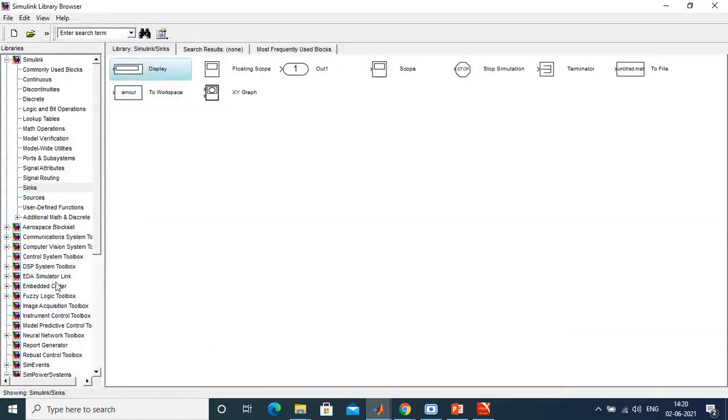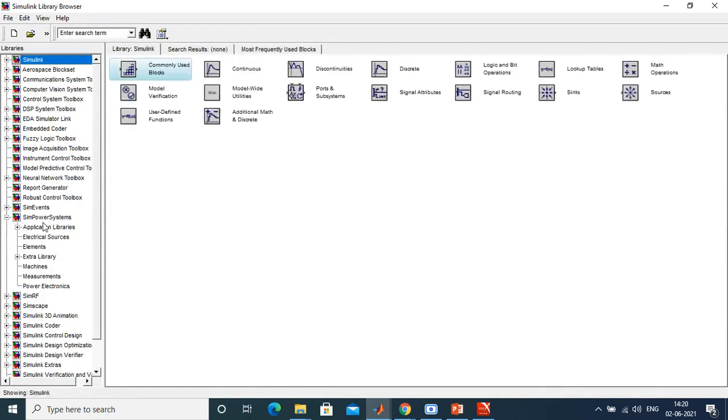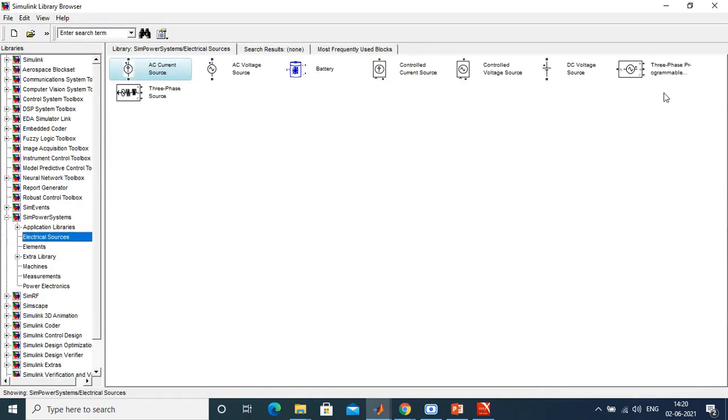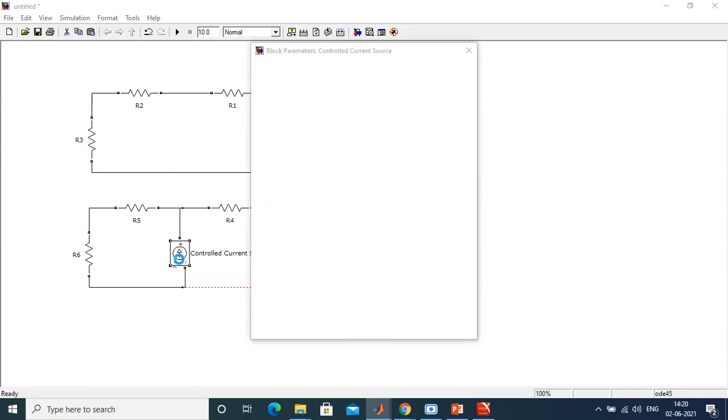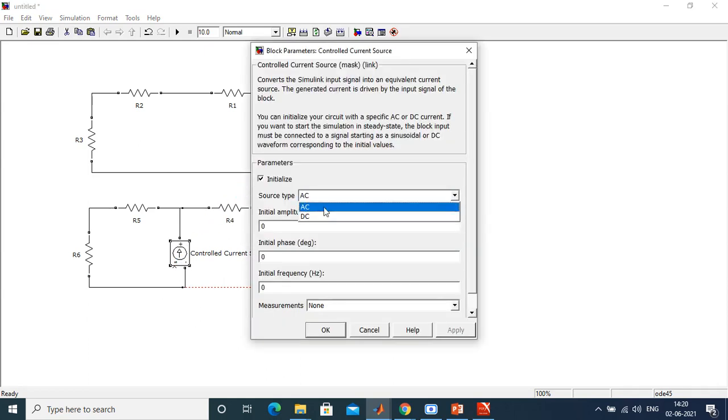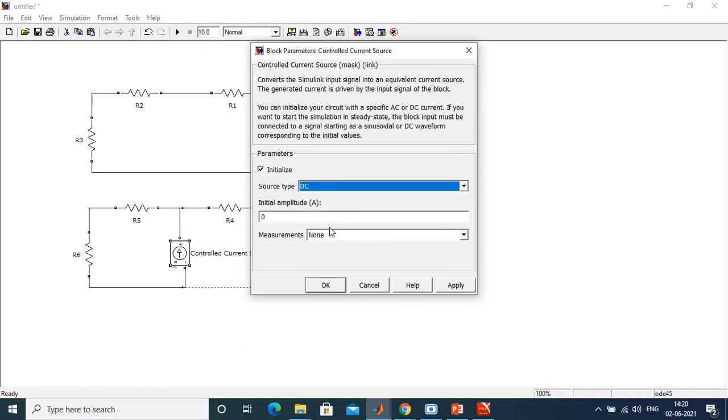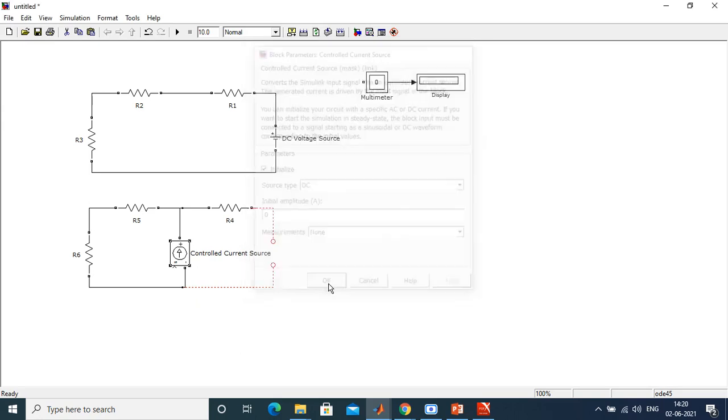Where is that current source? Go to the Simulink SimPowerSystems, electrical sources. Here there is no current source, but you can utilize the current controlled current source as a current source. Add to untitled. Now it is in the middle. So I will connect here like this. Okay. Now here double click on it. Make the source type as a DC, and no need of initial type, apply, okay.